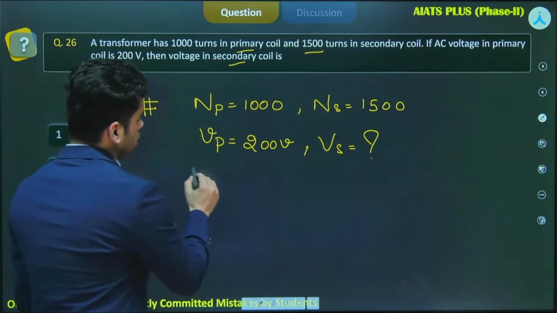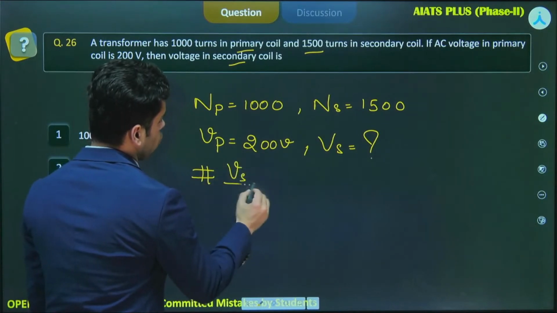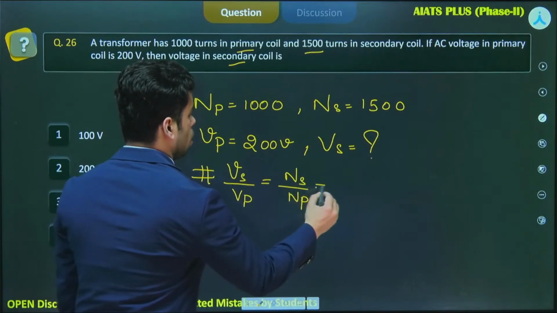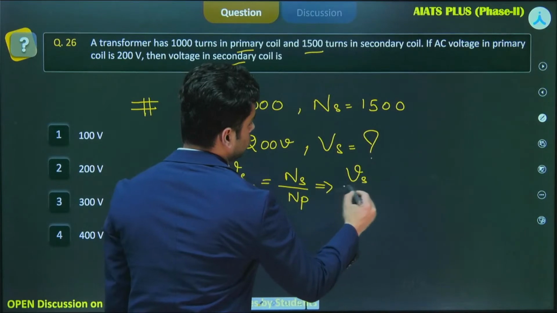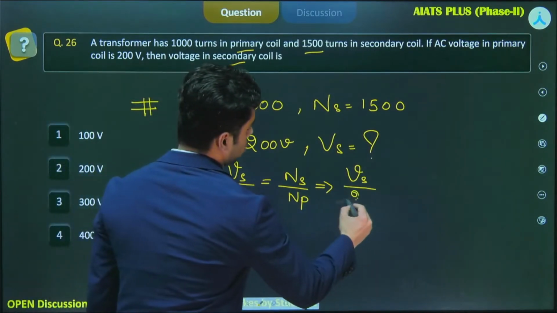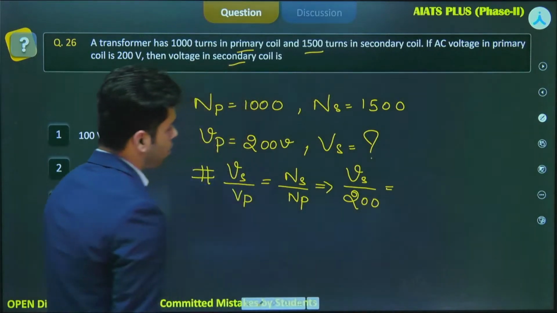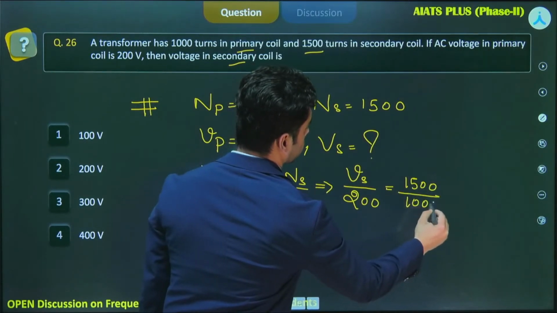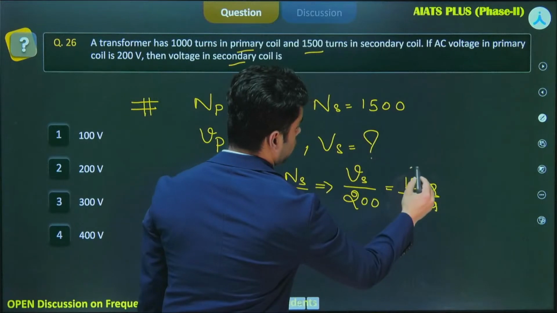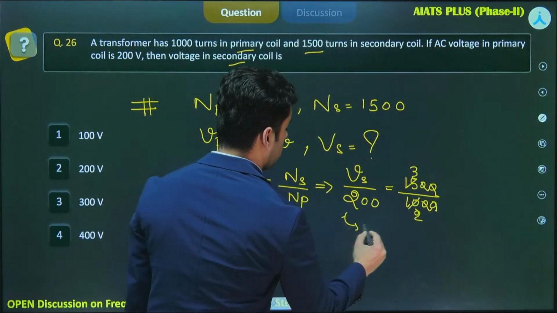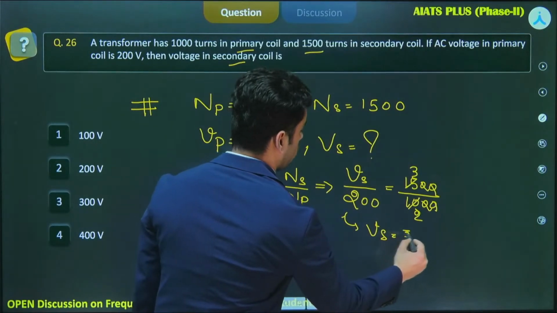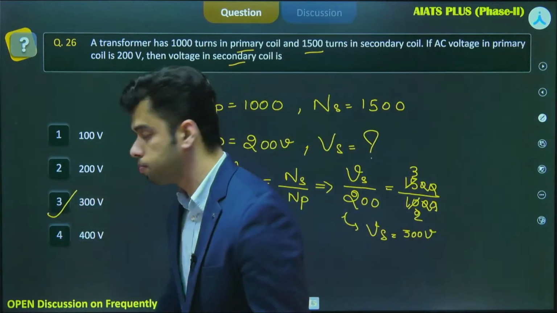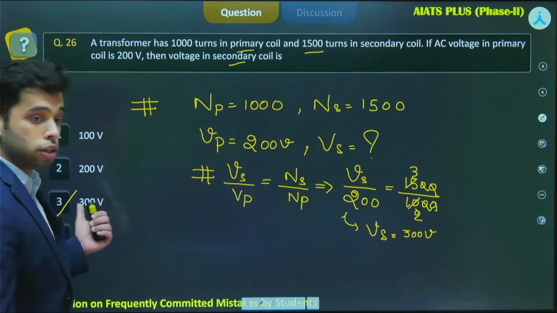Very simple. You just use the relation Vs by Vp equal to Ns over Np. Vs is what we are required to find. Vp is given to you as 200, the number of turns in secondary is 1500, and the number of turns in primary is 1000. Cancel the zeros, 5 3s are 15, 5 2s are 10, so from here Vs should be equal to 300 volts. 300 volts is the correct answer to this problem, which is given in option 3. So the correct answer is option 3.